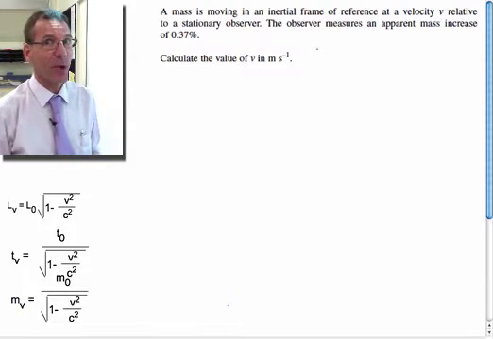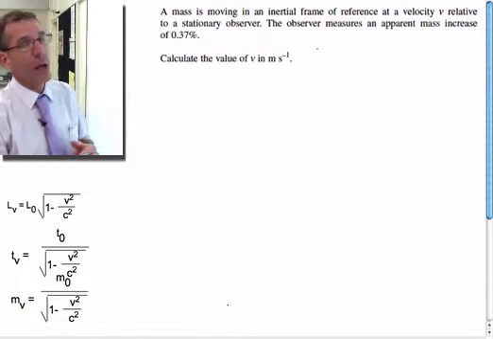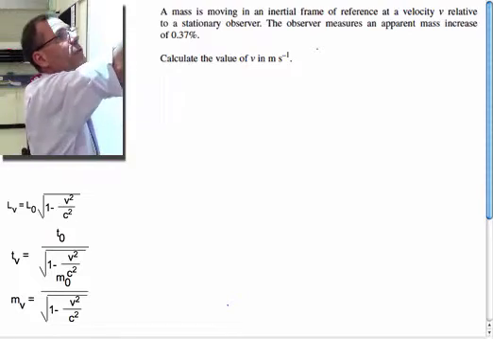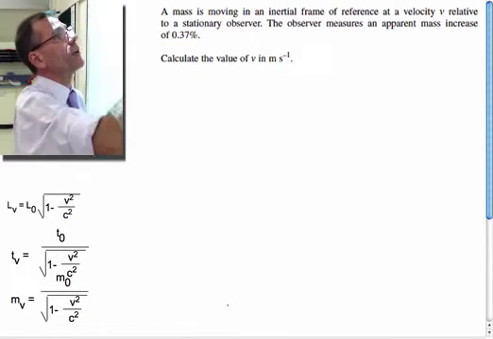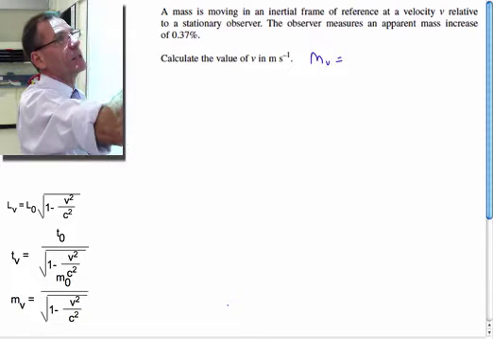This is a past HSC paper and question. It's actually a little bit more complicated than normal. I have to think through what it is that we know. We know it's a 0.37% increase in mass. So we're talking about relativity here.